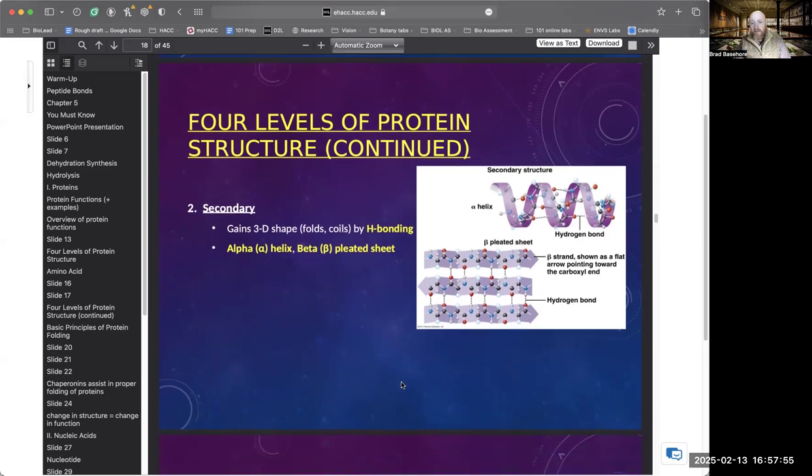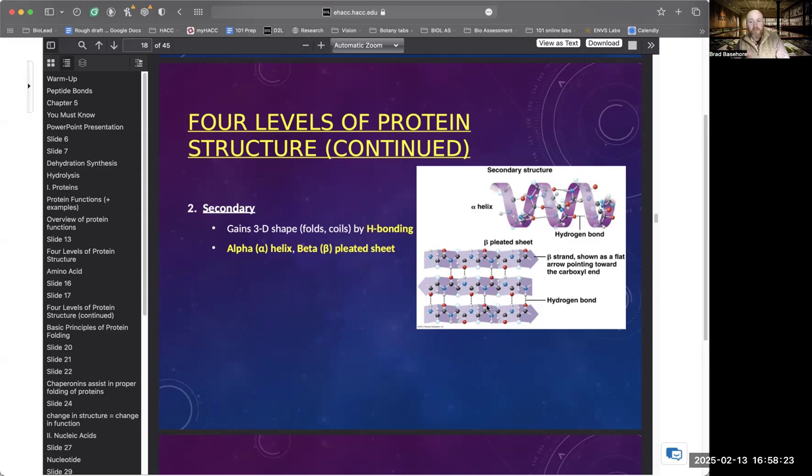The second level of protein structure, all of those amino acids start to interact with each other chemically. And they're going to form some very characteristic structures. Like here we have a helix called an alpha helix. And down here we have this sort of back and forth winding structure that forms a flat sheet. That's called a beta pleated sheet.